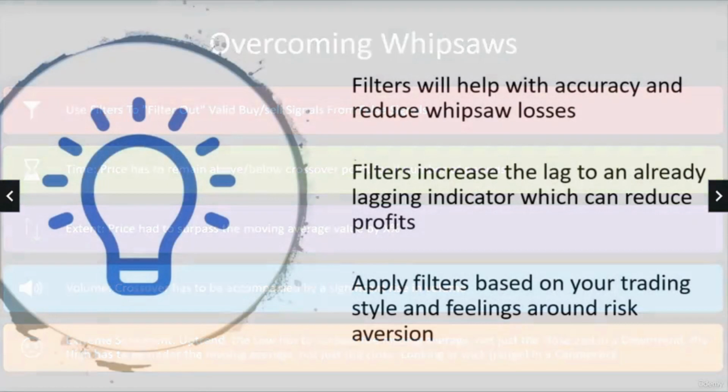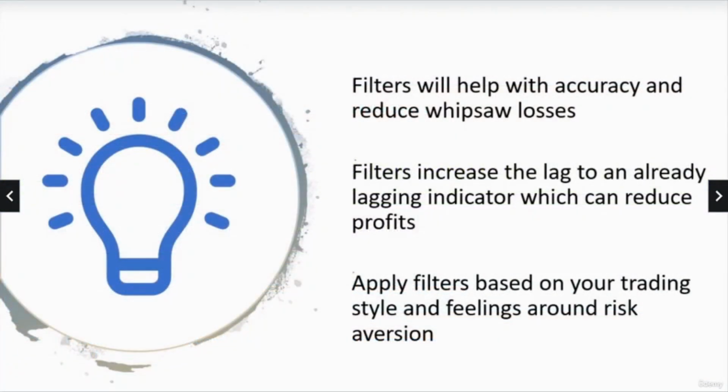Now you probably are already seeing maybe some of the downside of filters, right? Filters will help with accuracy. You'll do less trading, and they'll help reduce whipsaw losses, so you're not frequently trading or trading in the wrong way. You're putting in these stronger rules. But filters also increase the lag to an already lagging indicator, which can reduce profits.